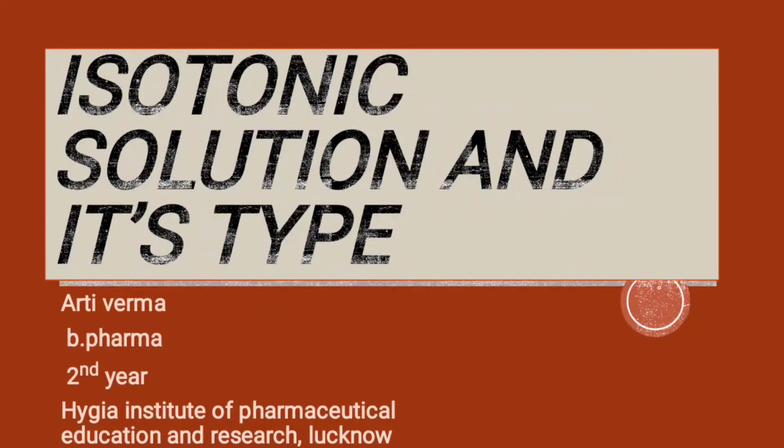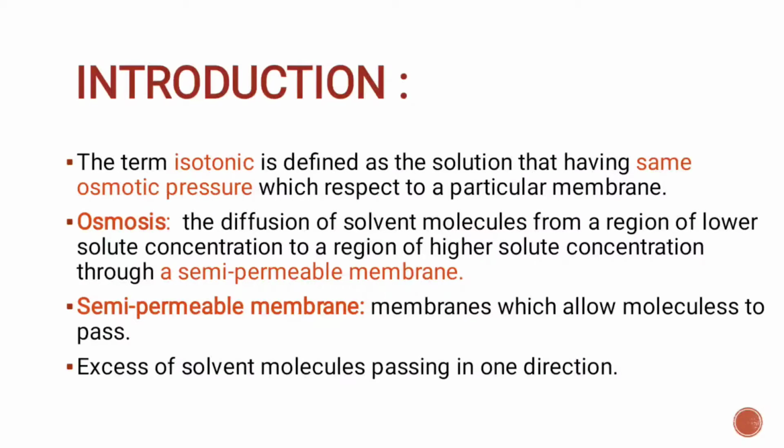Start with the introduction first. The term isotonic is defined as the solution having the same osmotic pressure with respect to a particular membrane. So this type of solution is known as isotonic solution. Isotonic means same osmotic pressure as the blood plasma.